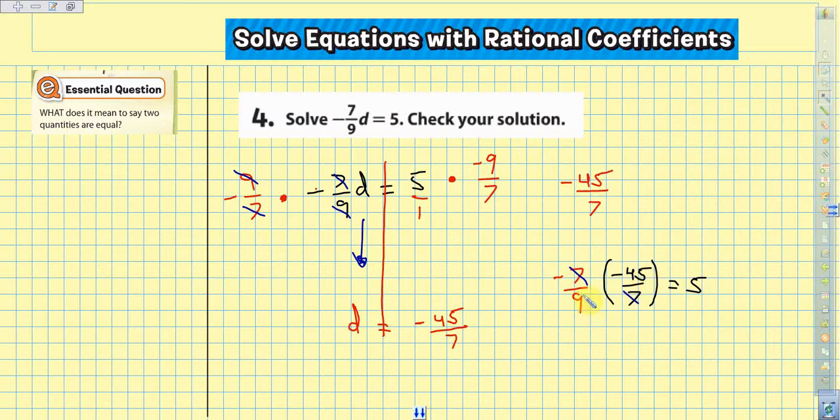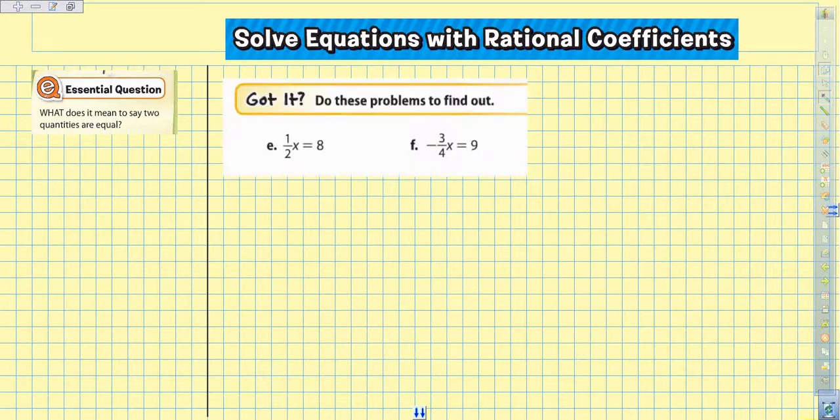9 goes into 45. Well, 9 goes into 9 one time. 5 times, what's left? 5. So yeah, it works out. That's how you would check your answer. So you check your answer exactly the same way as you would check your answer when we were doing it before. Okay, your turn. Do these two, and then come right back.